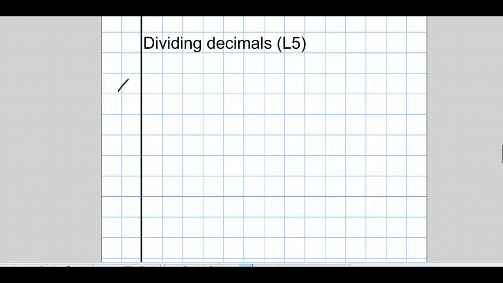Hello there, we're going to look at dividing decimals. Question 1, 0.6 divided by 7. Now, before we get our final answer, we're going to have our halfway answer. And we can write the answer to any division question as a fraction.